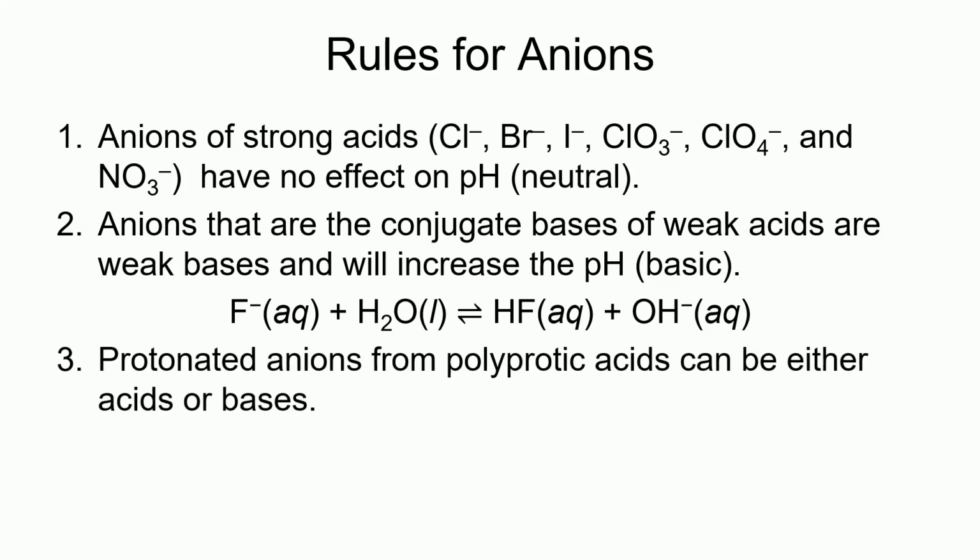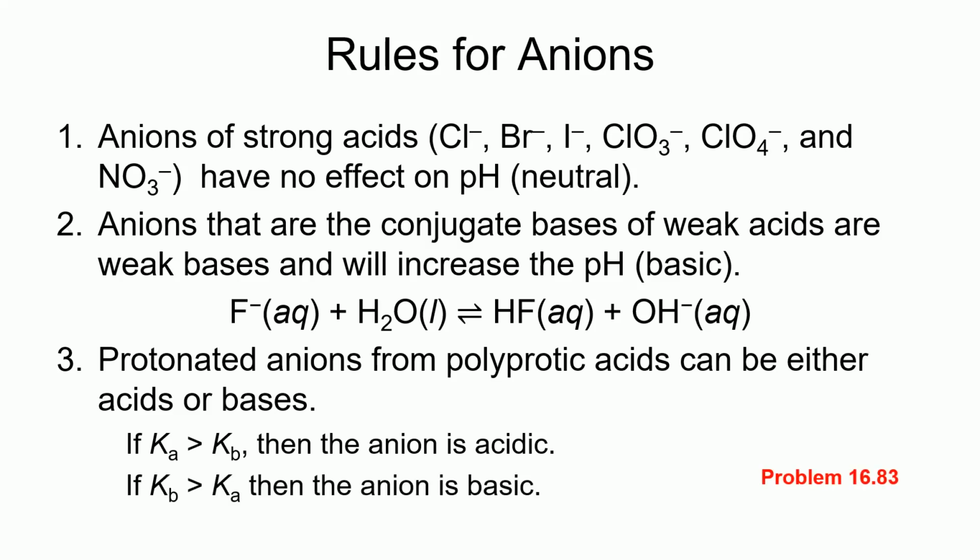We'll find that protonated anions from polyprotic acids can be either acids or bases. And that really just depends on what the Ka of the acid is and the Kb of the base is. If the Ka is greater than the Kb, then that anion would be acidic. And that would be the case for something like HSO4-. It is an acidic anion. If the Kb is greater than Ka, then the anion is basic. And that would be something like the bicarbonate ion.